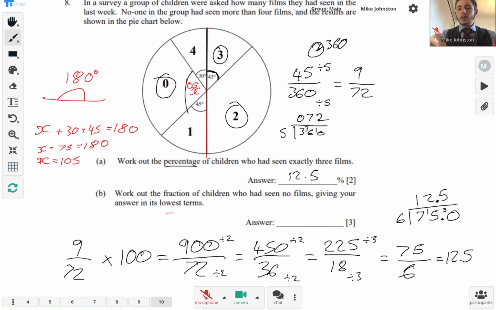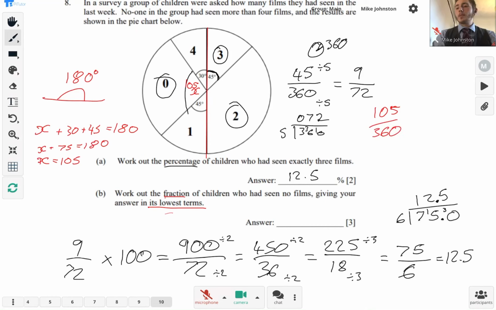Okay, so we're just going to use the same method again, and they don't even want the amount here. They just want the fraction of children who had seen no films, and they say specifically here to give it in its lowest terms, meaning they want us to simplify. So nothing too complicated, we're just going to do 105, and then it would be very easy to get confused here and do 105 out of 180, but remember it still has to be out of all the children that they're talking about, so out of the whole 360 degrees.